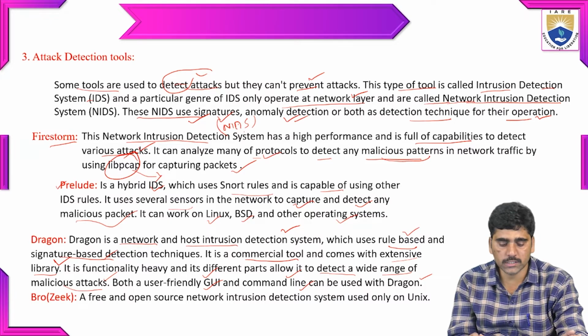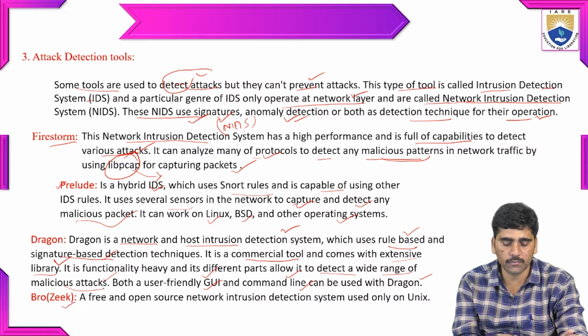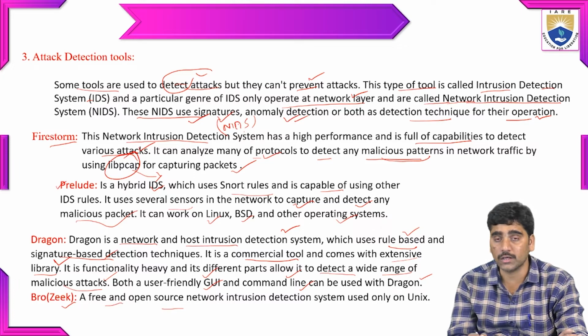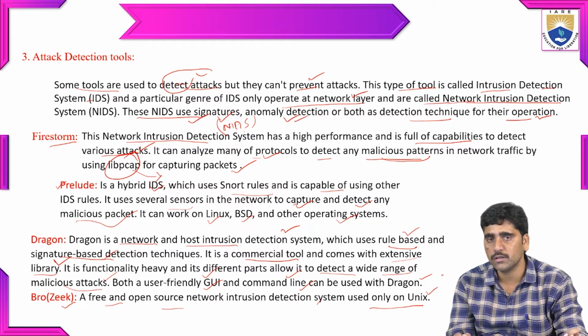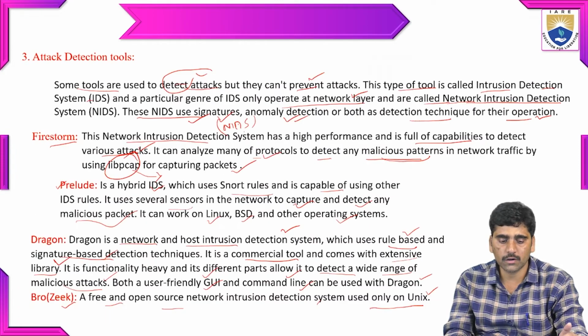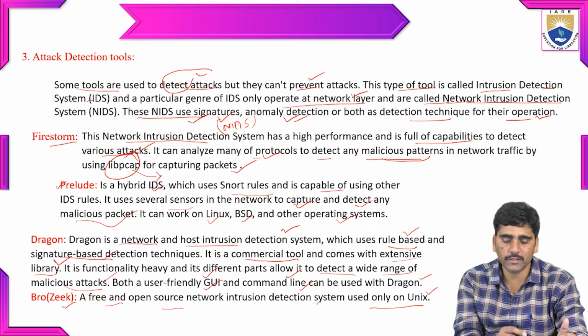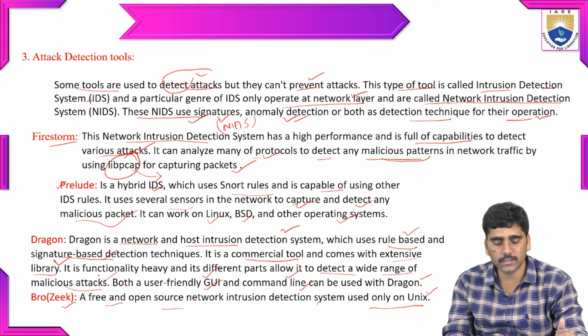Next one, Zeek. Officially or formally it is called Bro, and it is a free and open source network intrusion detection system, and it is used only on Unix operating system. And these are all the attack detection tools: Firestorm, Dragon, and Zeek, formerly known as Bro.